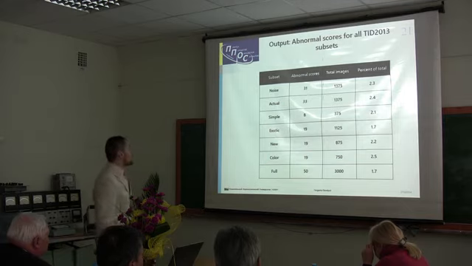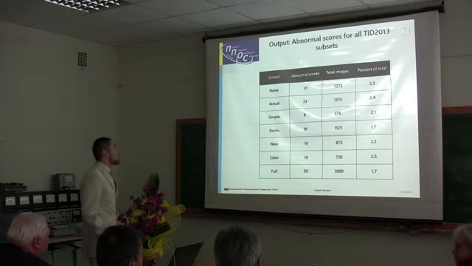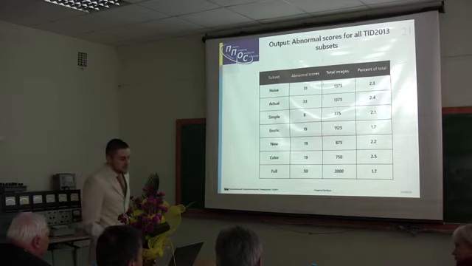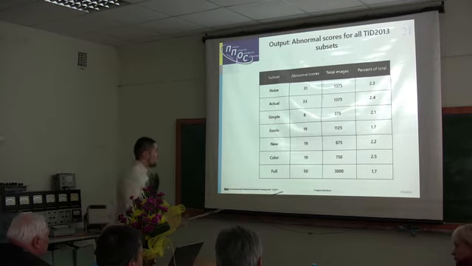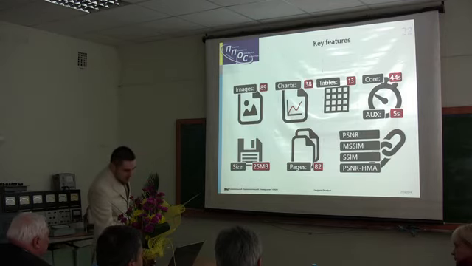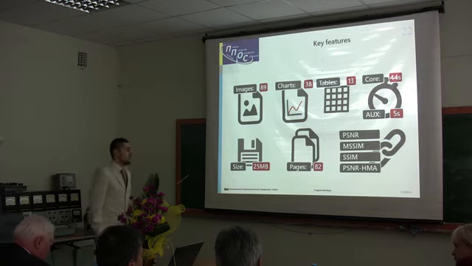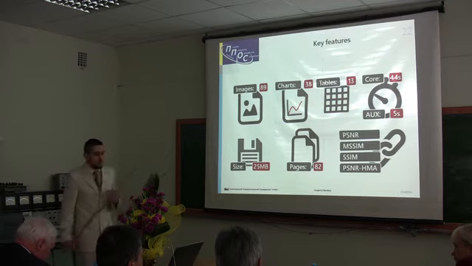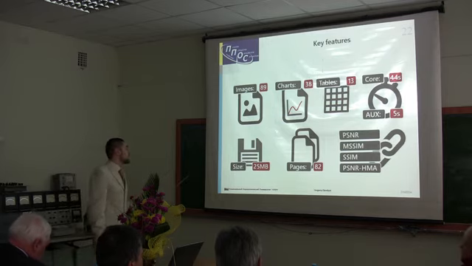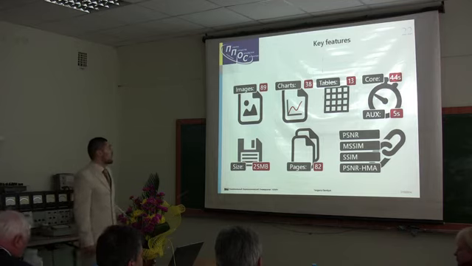And this is the total abnormal scores for all the 6 subsets, excluding the full subset of the TID 2013. And this is the most important part of this event. These are the main characteristics of the tool itself and the output file.